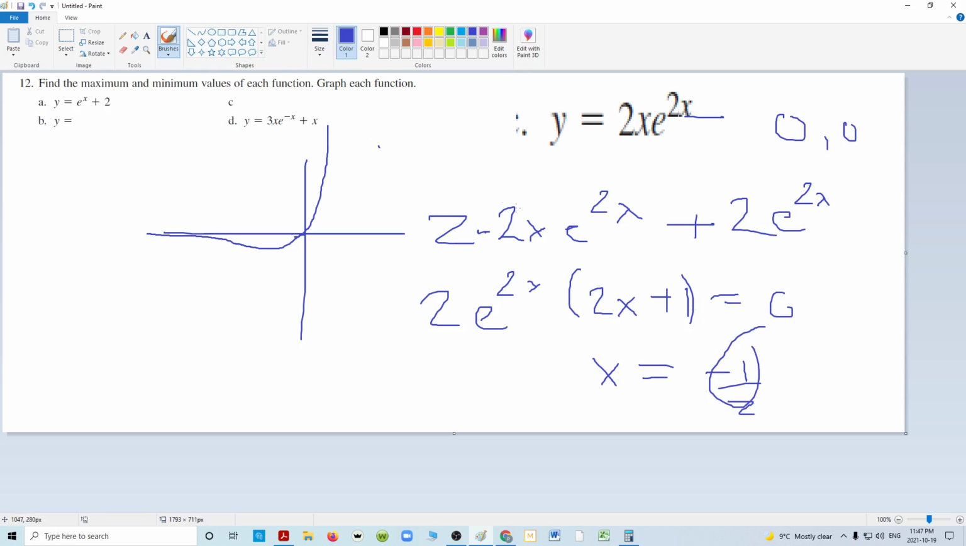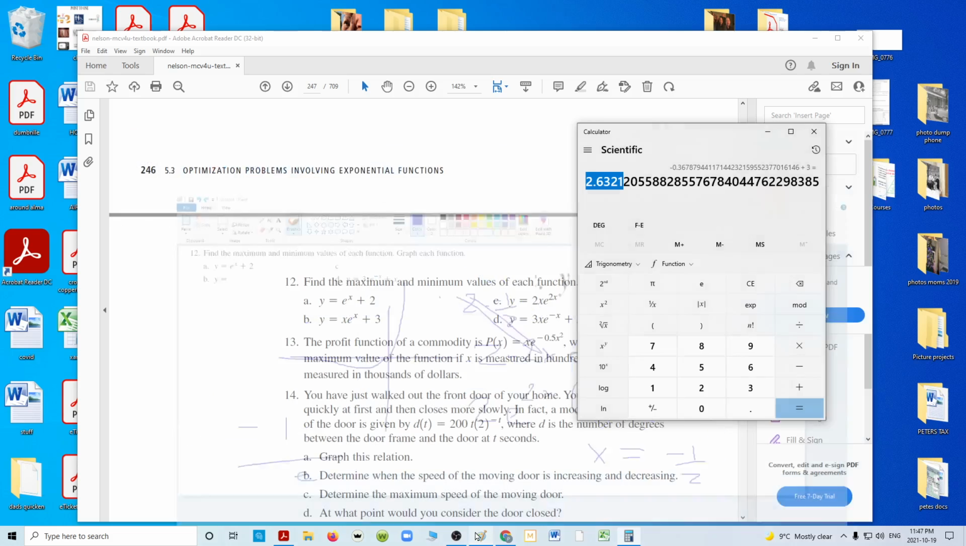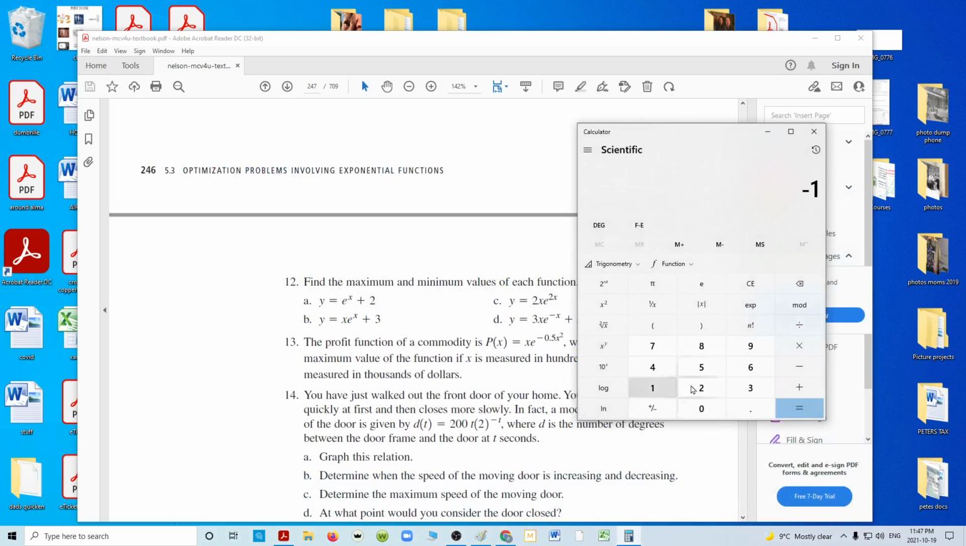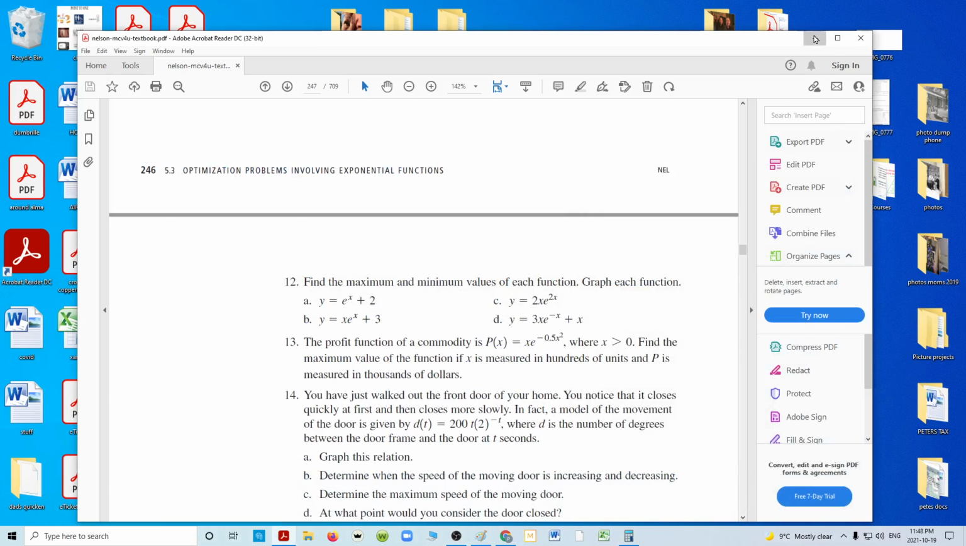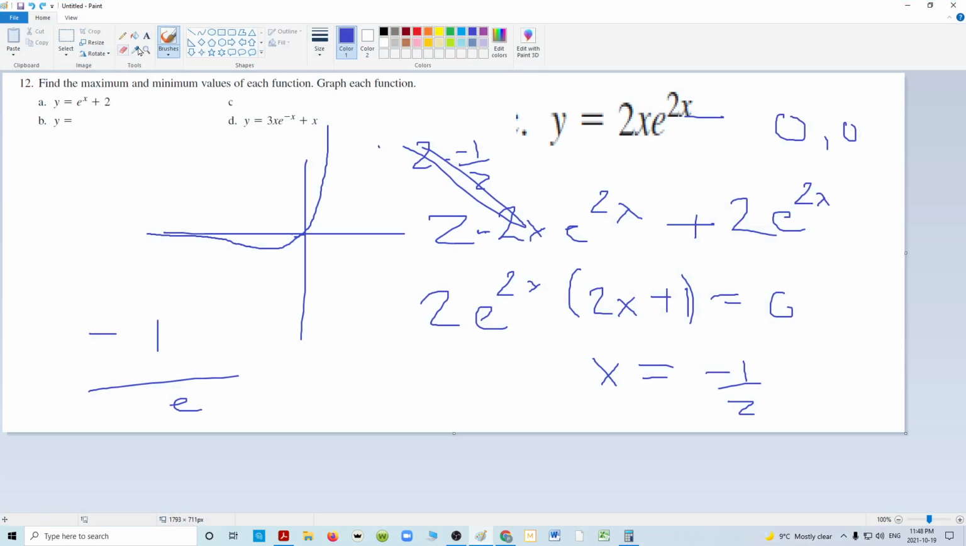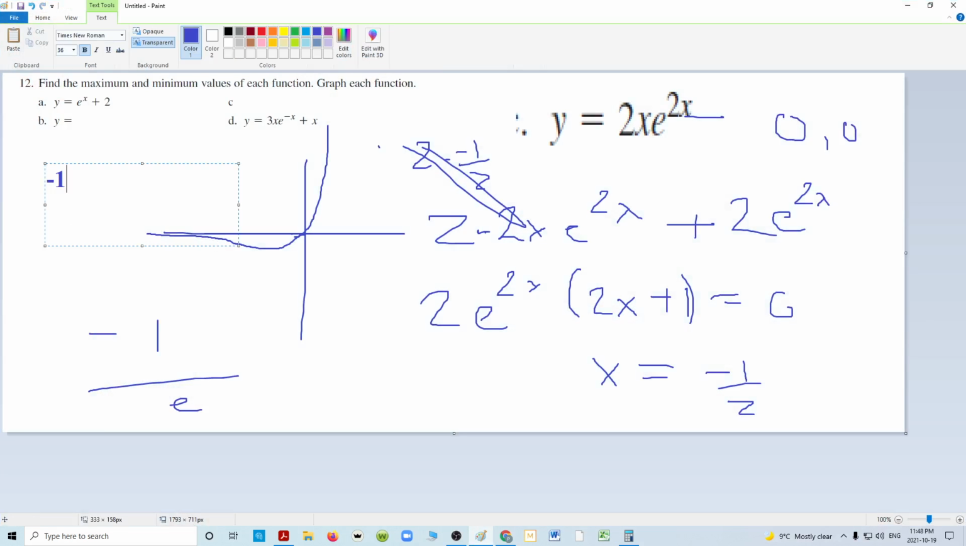When I put minus a half in here, I get 2 times minus a half. That becomes minus 1. And then e to 2 times the negative a half again becomes negative 1. So really you have 1 minus 1 over e to the 1. So minus 1 over e. When I take that, I get this. So at minus a half, I will find another min at this.